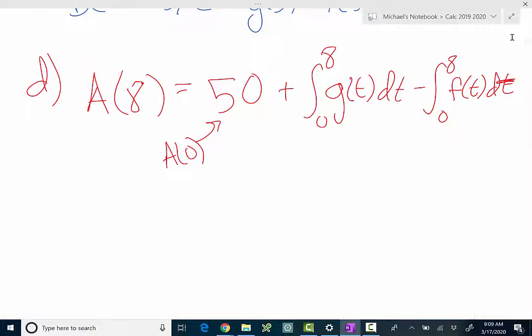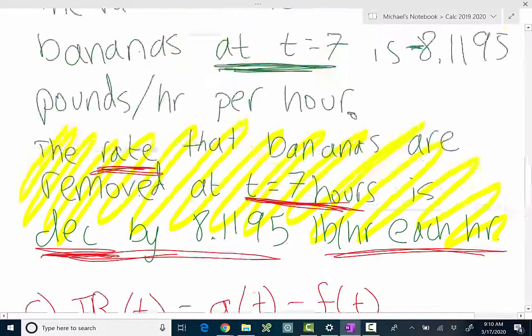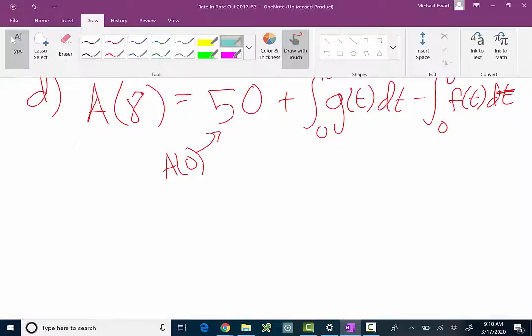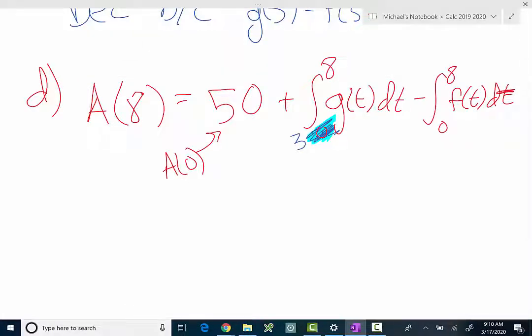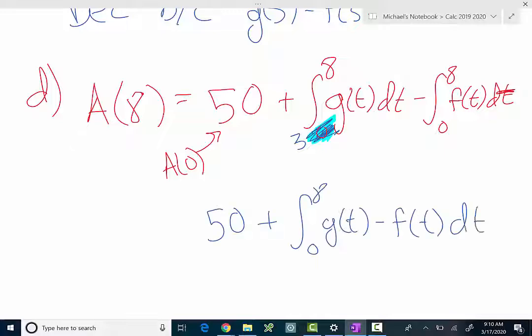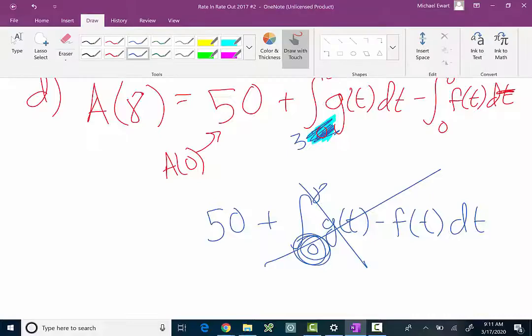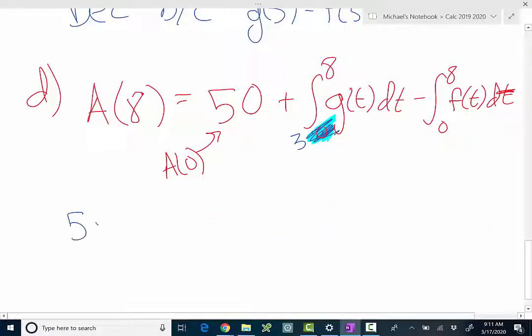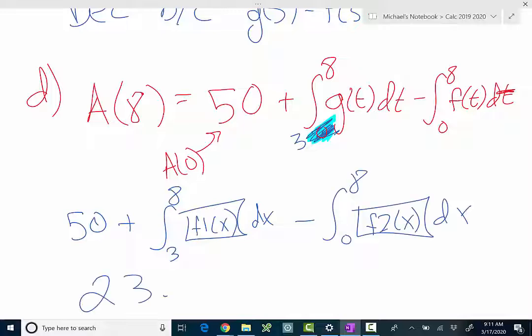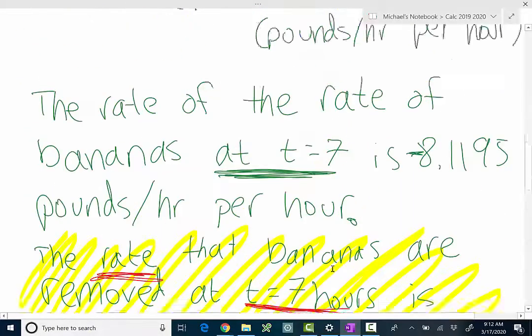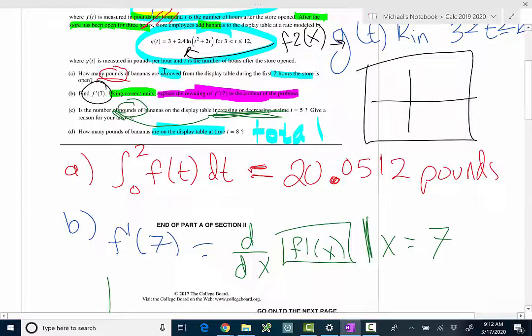I made a mistake here. I was asking the class to find the mistake. And the mistake is that g of t is not at 0, it's at 3. A lot of people miss this question because they always just assume it's at 0. But in this case, you can't combine them because they're at different points. So g of t is adding only from 3 to 8, and f of t is subtracting the whole time. All right, we're going to move on to example 2 after this.